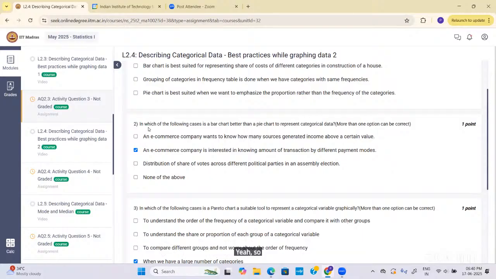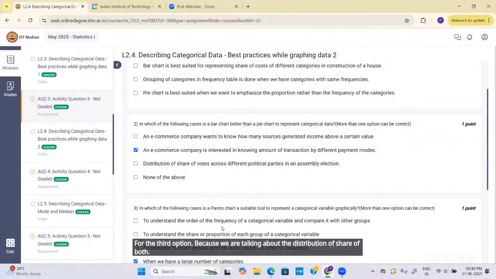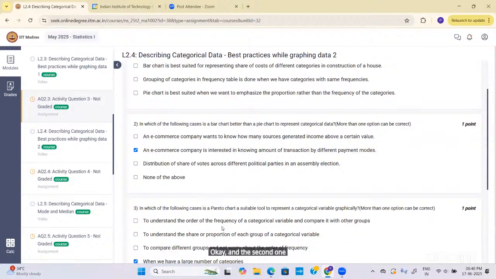Yeah, so the question is in which of the following cases a bar chart is better than a pie chart. So pie chart is better than bar chart for the third option, because we are talking about the distribution of share of votes, the proportion of votes. The second is an e-commerce company interested in knowing the amount of transaction. So it is talking about the exact count or the amount, right?